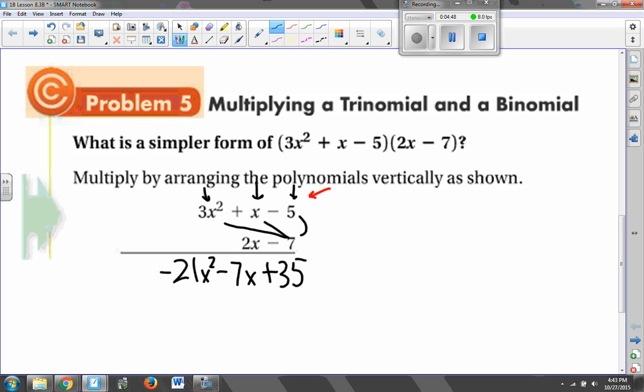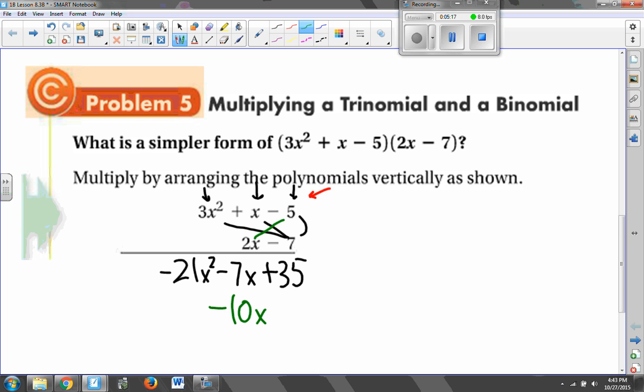Okay? So when I distribute that negative 7 to each of the 3 pieces, this is what I get. Now, I'm going to do the same thing with the 2x, and I'm going to line up vertically my like terms once again. So I'm going to start with 2x multiplied by that negative 5. Positive 2 times negative 5 is going to give me a minus 10x, and I'm going to put that under my minus 7x because those are like terms.